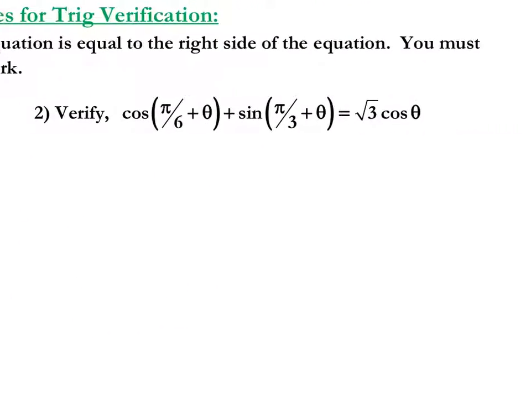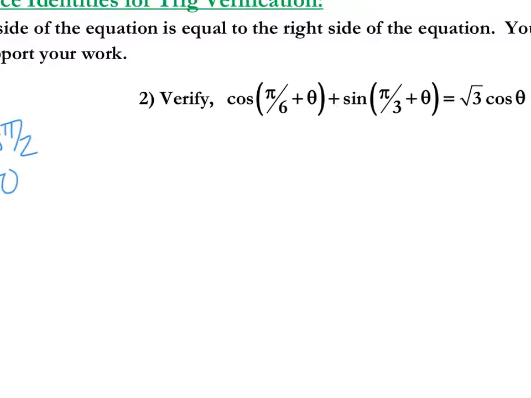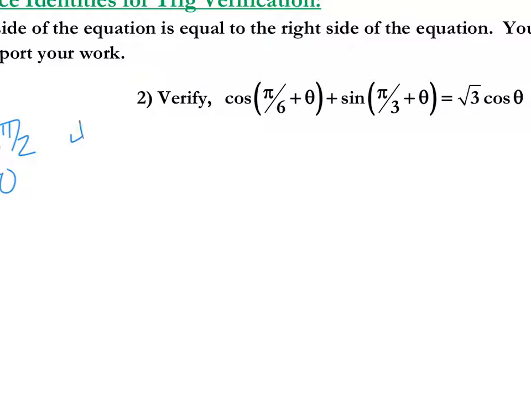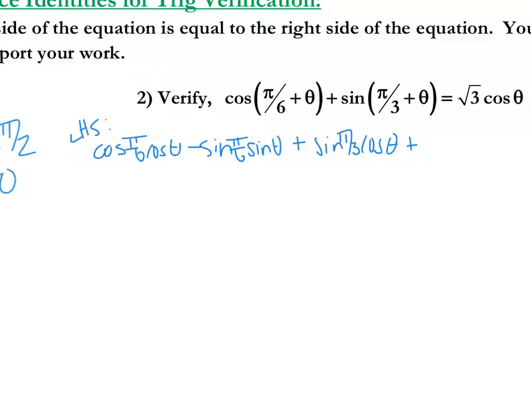All right, let's take a look at number 2. Number 2, we're going to have a little bit of work on this problem because we have to use the identities twice here. So we have cosine of pi over 6, cosine theta, opposite sign, sine of pi over 6, sine of theta, plus sine of pi over 3 cosine theta, plus sine of theta cosine of pi over 3. Okay, so once again, all I did was apply the identity. So this is the cosine addition identity. This is the sine addition identity.